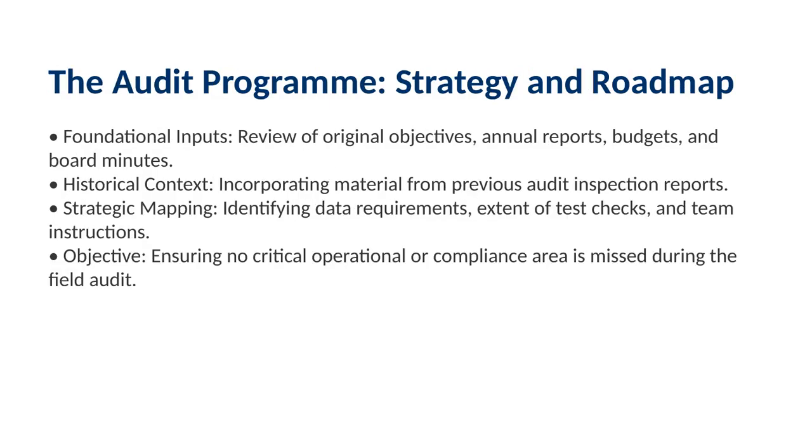To put this all into action, the starting point is the preparation of a detailed audit program. This program is built by studying the original decisions made when setting up the enterprise, its objectives, annual reports, budgets, and board deliberations. To make this comprehensive, the auditor also reviews material from earlier audit inspection reports and other relevant available papers. These audit programs serve as the roadmap, identifying the specific areas that need detailed analysis, the data required, the extent of test checks to be applied, and clear instructions for the audit teams on the ground.